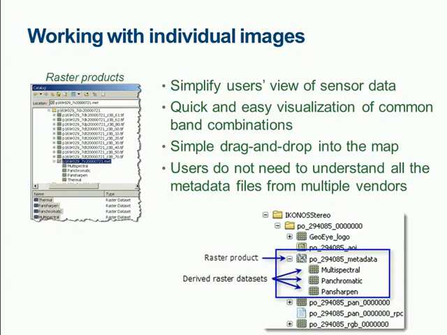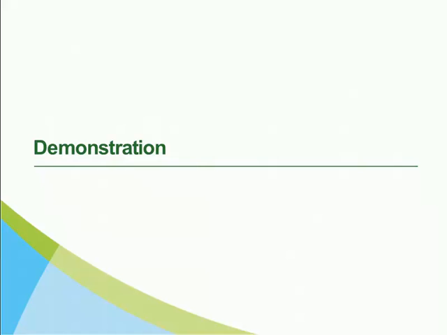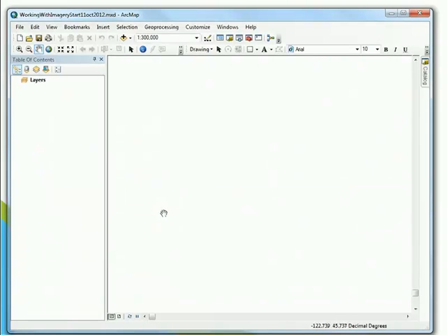I also want to highlight raster products, which is something new that was added in version 10.1. Raster products are available for most of the common satellites and rely on information stored in standard metadata files to provide the users with predefined band combinations and more intuitive labeling in the table of contents and in the ArcGIS catalog windows. Okay, so let's switch to ArcGIS Desktop for a demonstration.